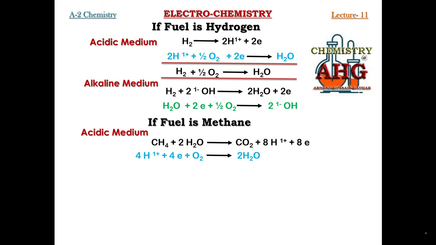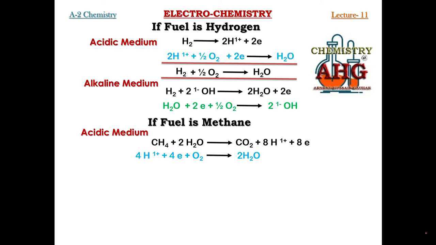So the color of the equation is indicating that this equation does not change. If the medium is changed, then the reaction at the cathode is changed. If the medium is the same, the fuel might be hydrogen or methane or ethanol, the chemical equation for the reaction at the cathode will remain the same. Now if you wish, you can make a net redox equation for this reaction yourself.